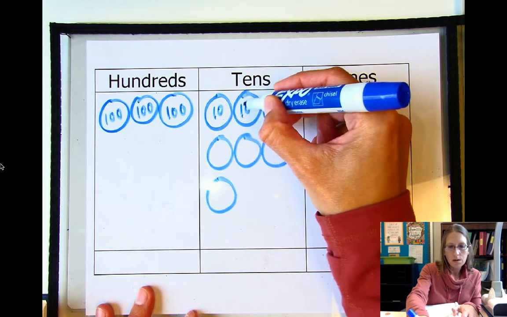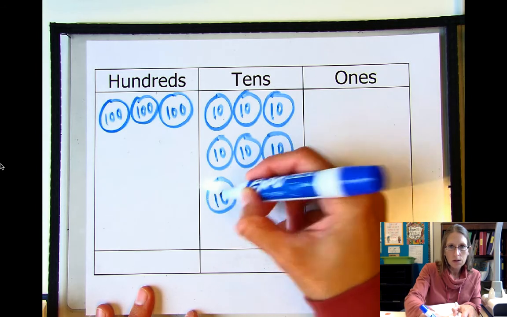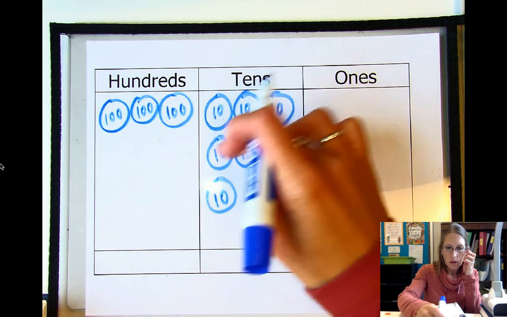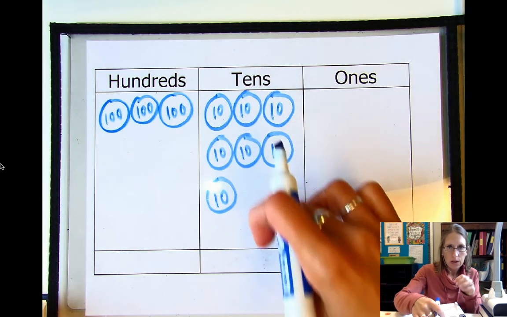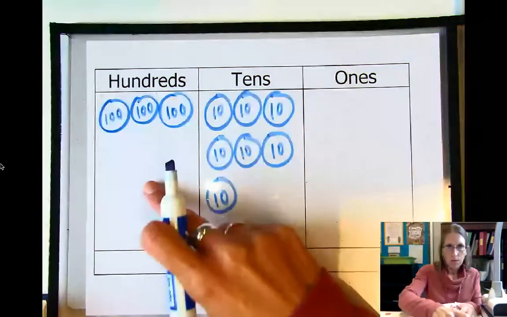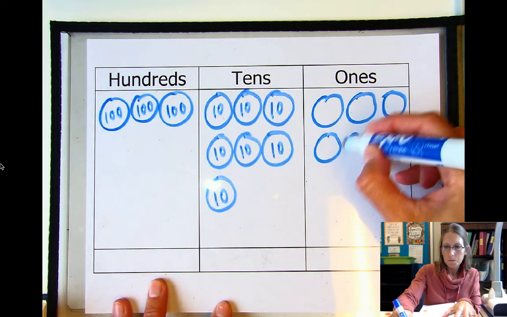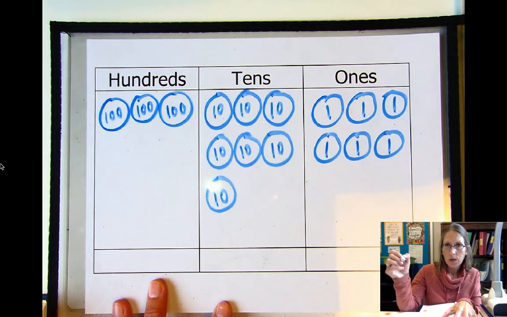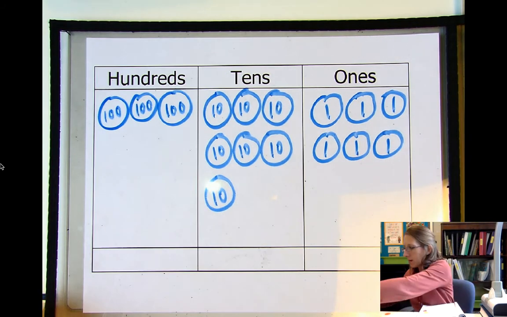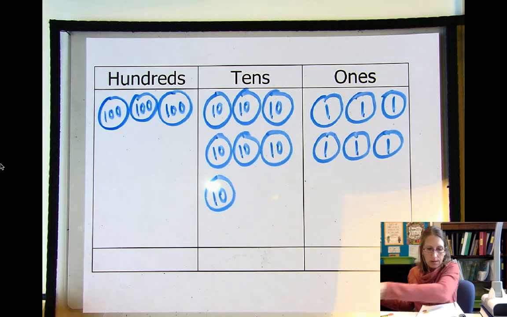There's 10, 10, 10, 10, 10, 10. Okay. 1, 2, 3, 4, 5, 6, 7. 10, 20, 30, 40, 50, 60, 70. Okay. So we have 376. Okay. So there is our 376.